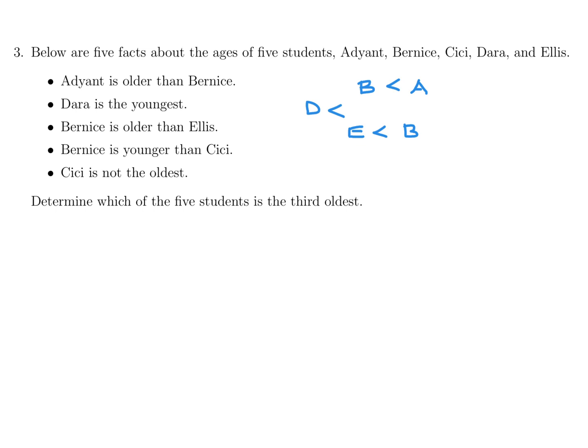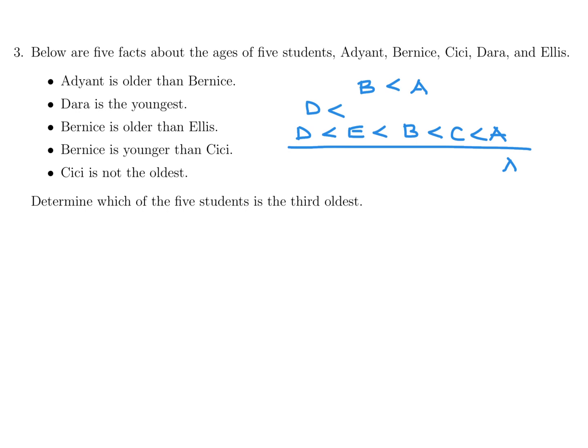And then Bernice is younger than Cece, so we'll just add that there, C. And then Cece is not the oldest. Okay, so let's combine all of these. Cece is not the oldest, so that means A must be the oldest. And then D is the youngest. So I believe that's the order: D, and then E, then B, then C, then A.